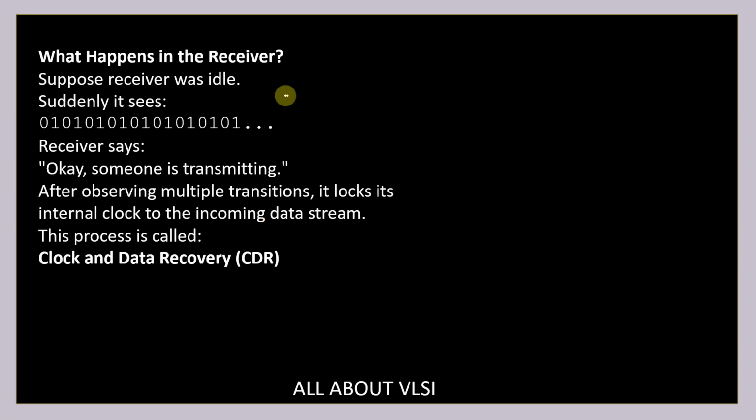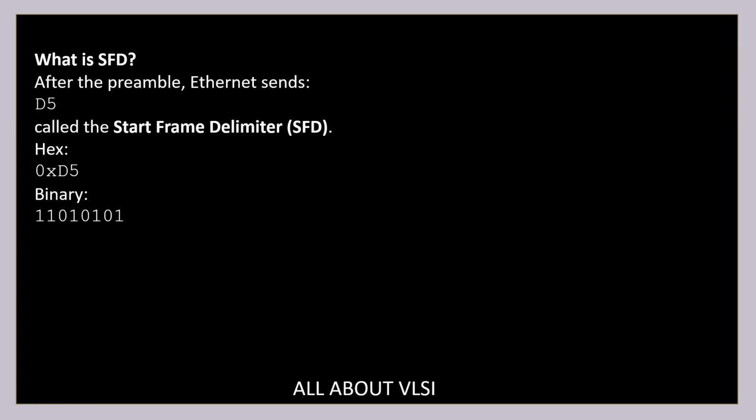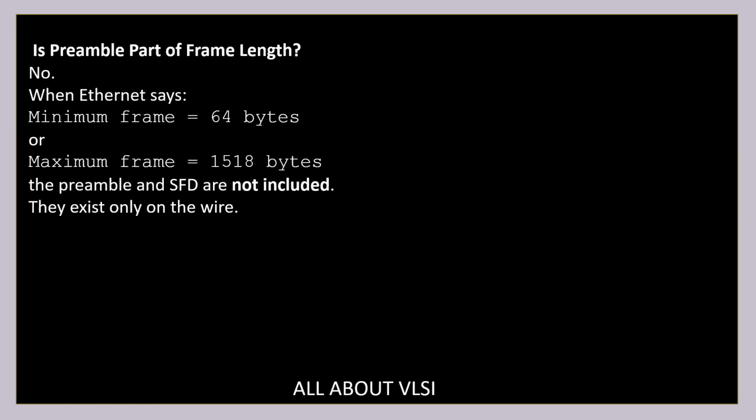So what happens in the receiver? Suppose the receiver was idle and suddenly it sees the preamble. What is it going to come to know? Okay, someone is transmitting. So after observing multiple transitions, it locks its internal clock to the incoming data stream. This process is done by a clock and data recovery circuit. The CDR circuit will be present, and it will do this clock generation according to the pattern which was sent by the transmitter. So this is where the preamble is used. And SFD is going to be used to start the actual data frame, right?